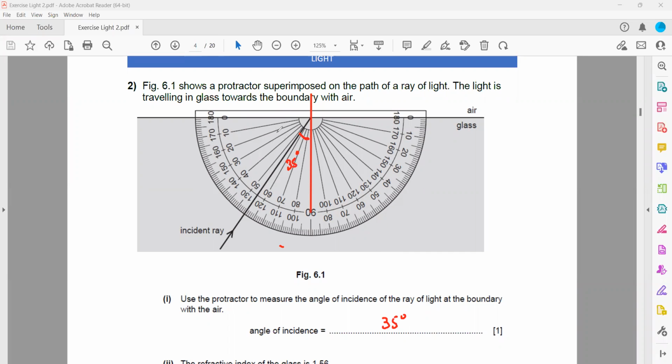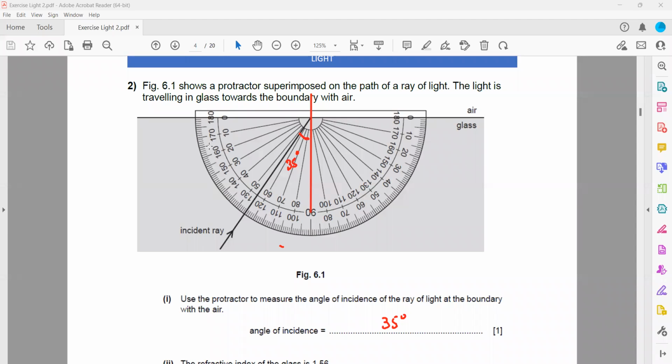A common mistake is that students just read from 0 to 60, here 55, and they say the angle of incidence is 55. That's wrong, because the angle of incidence is always measured from the normal. So whenever you are measuring the angle of incidence, it should always be measured from the normal. So the angle of incidence in this case is equal to 35.